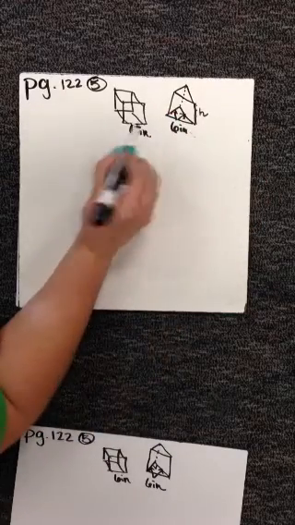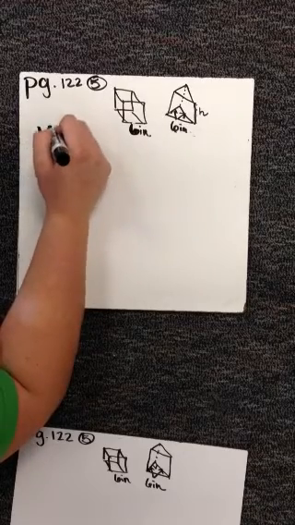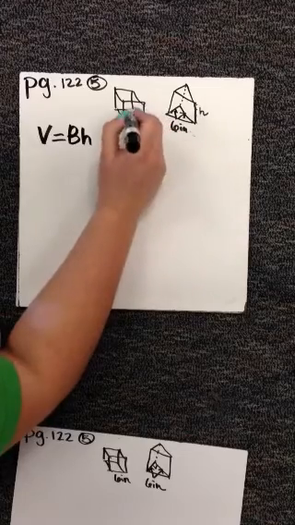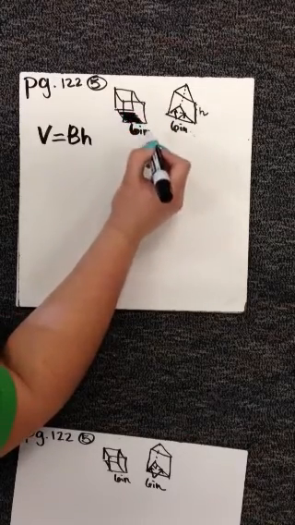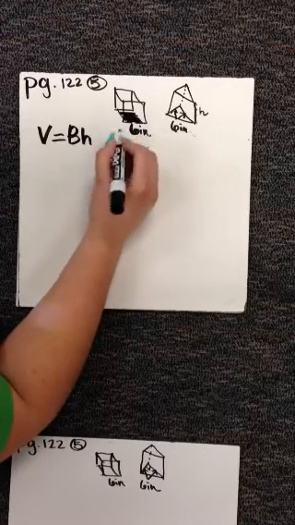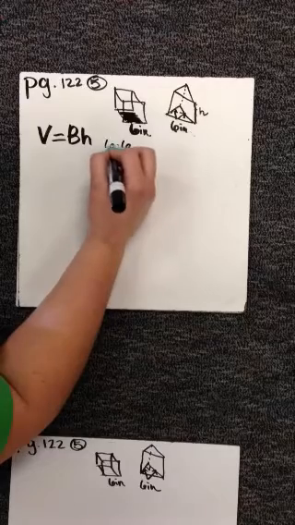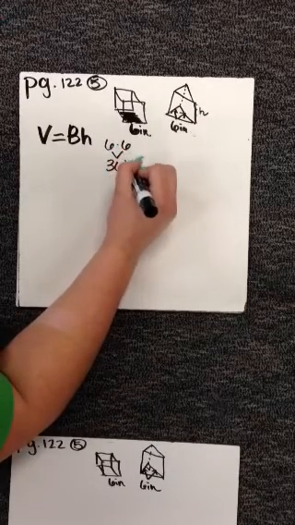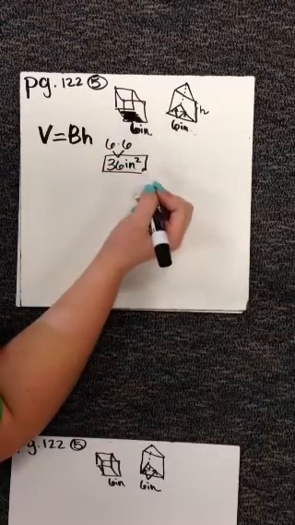So first, I'm going to find the volume of the cube, okay? So I know volume equals area of the base times the height of the prism. I'm going to go ahead and shade my base. I see that my base is a square, so I'm going to go ahead and find the area of that, which is 6 times 6, length times width, which is 36 inches squared. Okay, this is the area of my base.